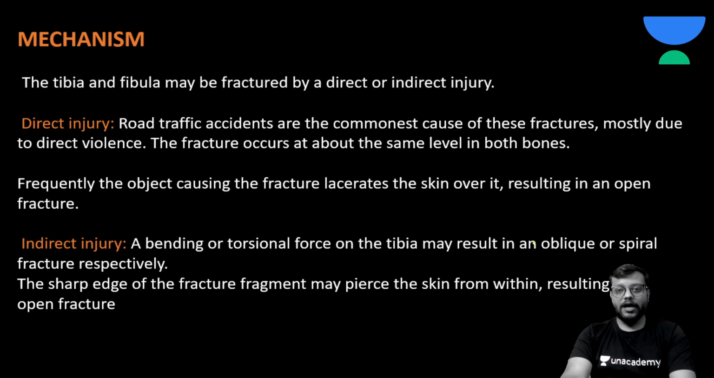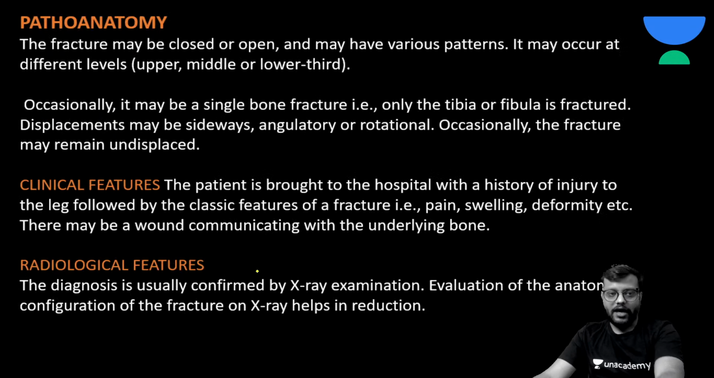Now, mechanism we have discussed. In every bone injury, the mechanism is generally the same: direct injury by direct force like we have discussed, or indirect force by twisting, or varus or valgus force, or bending force, which will result in more spiral fractures or oblique fractures. So this is the mechanism.